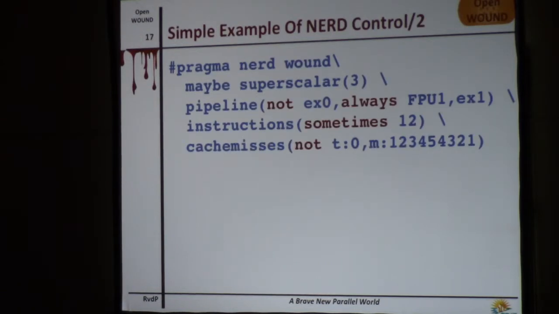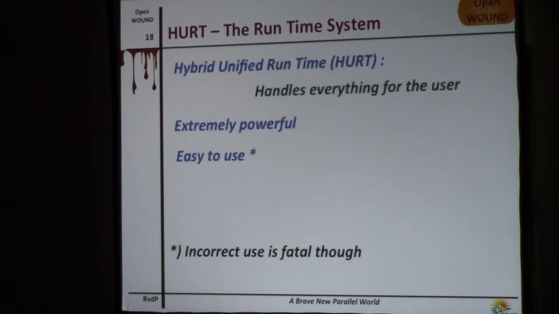On the same thing, I can say I don't want you to use EX0. Sometimes I want 12 instructions, and I don't want you to have 0 cache misses. So I can exactly express what I want. And again, that's part of the NERD part of the pragma system.